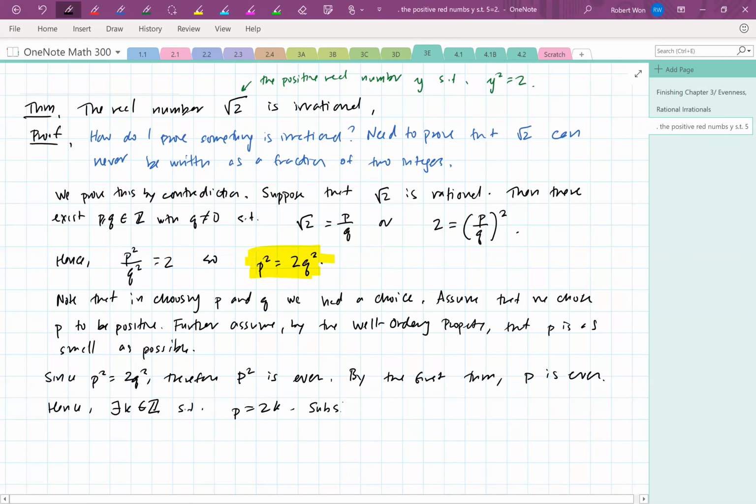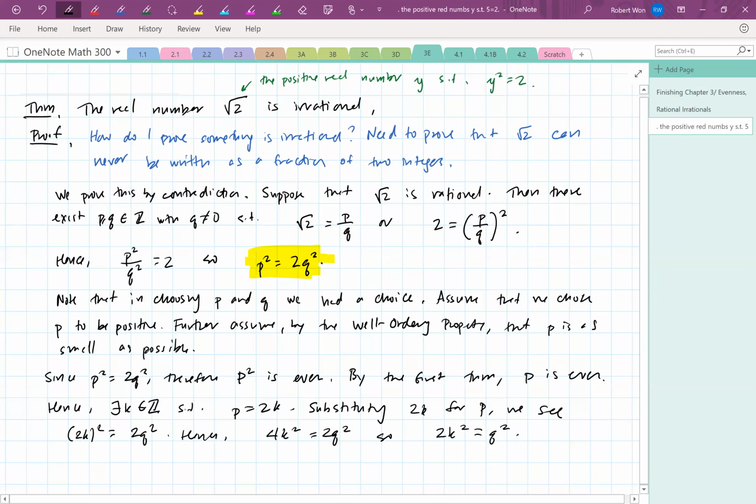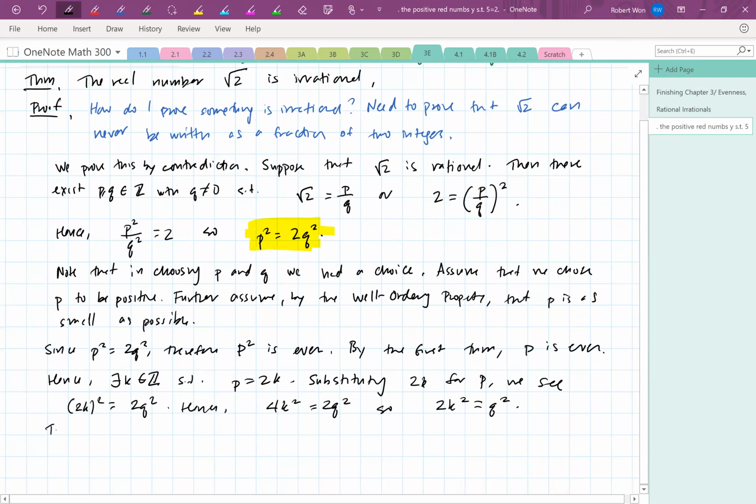Okay, substituting 2k for p, we see that (2k) squared equals 2q squared. Hence, let's simplify: 4k squared equals 2q squared. So 2k squared equals q squared, which means that q squared is even, which means that q is even. By definition, q squared is even. So by the first theorem again, q is even.